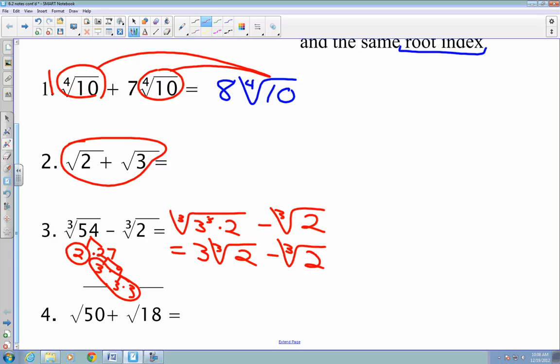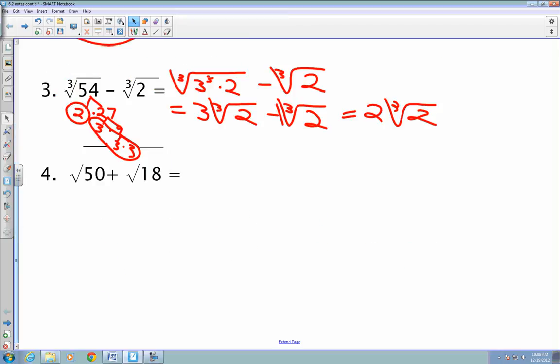Now I have like terms. The root indexes are both 3. The radicands are both 2. So I can say 3 minus 1 is 2. So I have 2 times the cube root of 2. Okay, questions on that one? So simplifying under the radicand is really important to make this work. See if you can combine them.